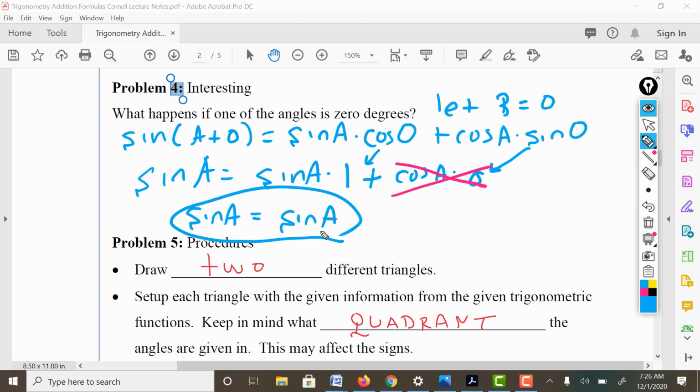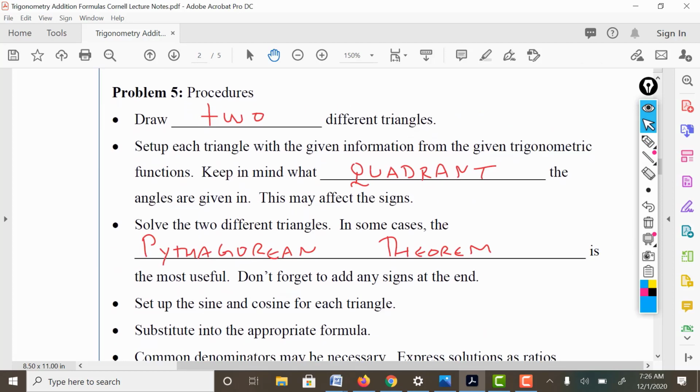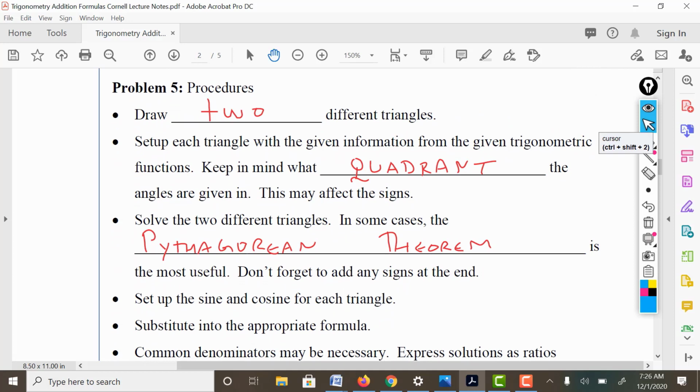Will we be doing proofs? Yes. This last topic will require you to pretty much be good at almost everything except for graphing. If one of the angles happens to be 0, well, we end up with just a true statement. Sine is sine.